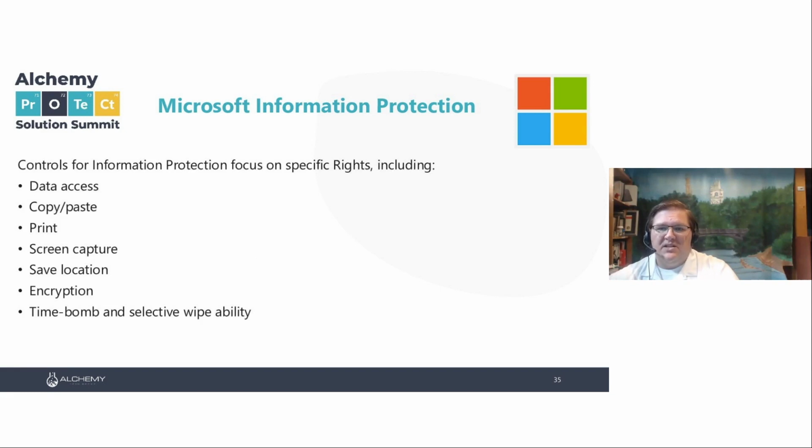Regarding specific rights and features, I've mentioned this a couple of times, and I just want to explain what they are. Typically, if I grab a file on a USB, I pretty much have full ubiquitous access to it. So everything around being able to read, copy, print, etc., those are all rights that are in the file. These include data access, copy and paste, print, screen capture, save location, encryption, and the ability to time bomb or selectively wipe. These are the specific actions we can take on a very granular level that is both location and user context aware.